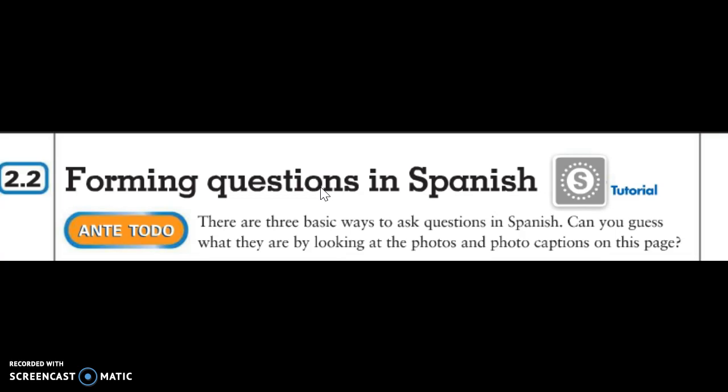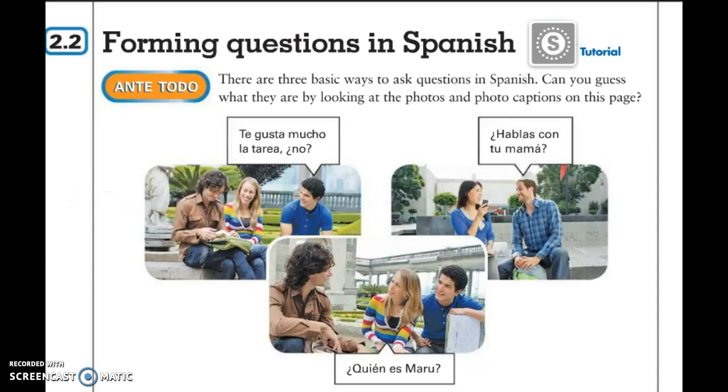If you thought the subject comes first and the verb comes second, then you are correct. Please take a minute to look at these 3 pictures. Read the 3 questions the folks in Fotonovela are saying to each other.